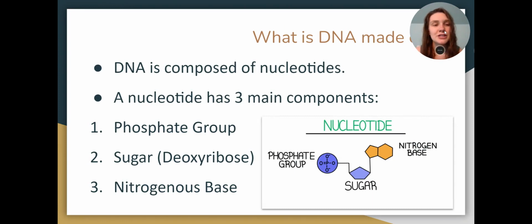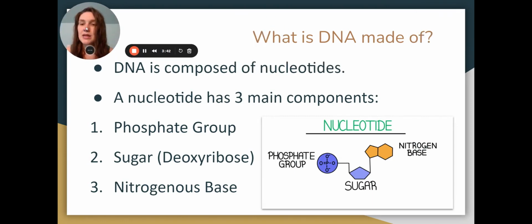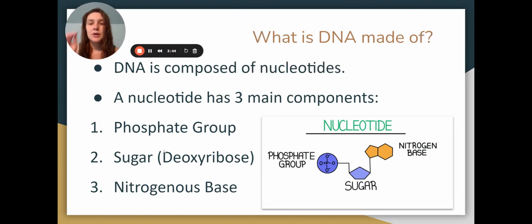So our next question is, what is DNA made of? So DNA is composed of nucleotides. And a nucleotide has three main components. So this picture down here shows us a nucleotide. And again, three main components. So the first one is the phosphate group. So that is this little circle thing that's blue.